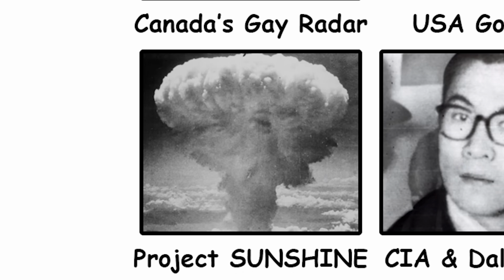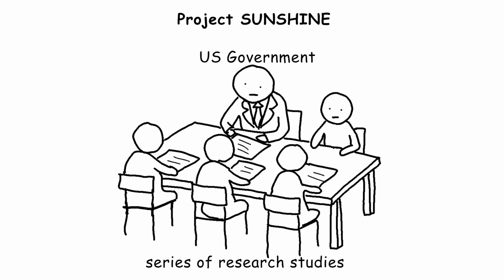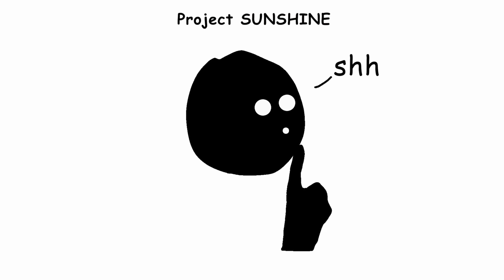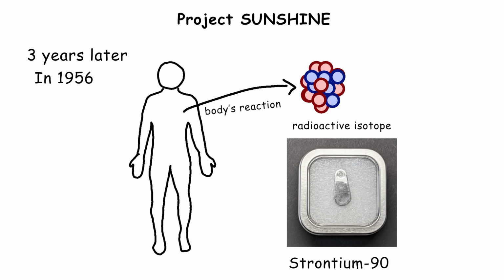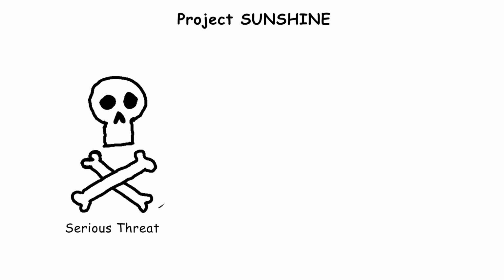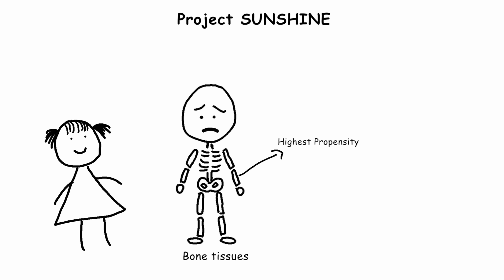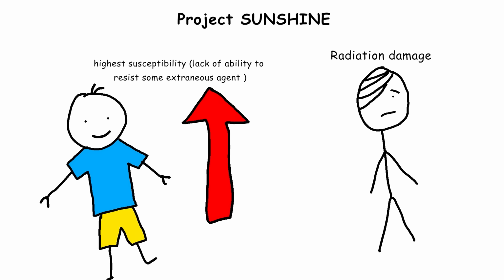Project Sunshine. Project Sunshine was a series of research studies done by the U.S. government that began in 1953 to see the impact of radioactive fallout on the world's population, which remained secret until 3 years later, in 1956. They wanted to see the body's reaction to the radioactive isotope strontium-90, which represented the most serious threat to human health from nuclear fallout, especially to kids, since their young developing bone tissues have the highest propensity to accumulate strontium-90, and thus they have the highest susceptibility to radiation damage.